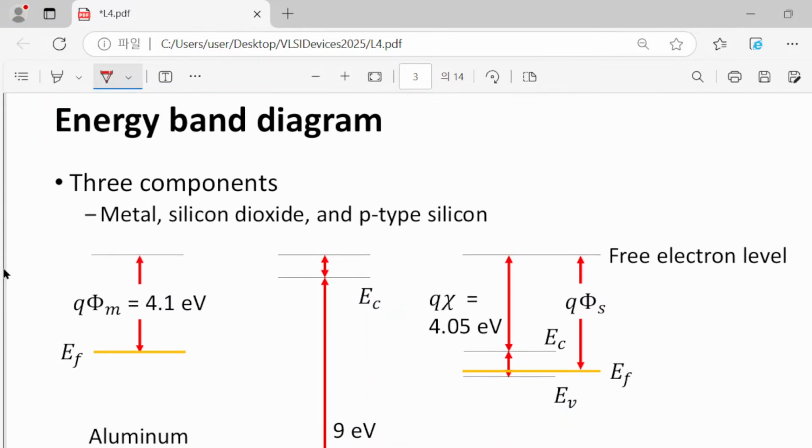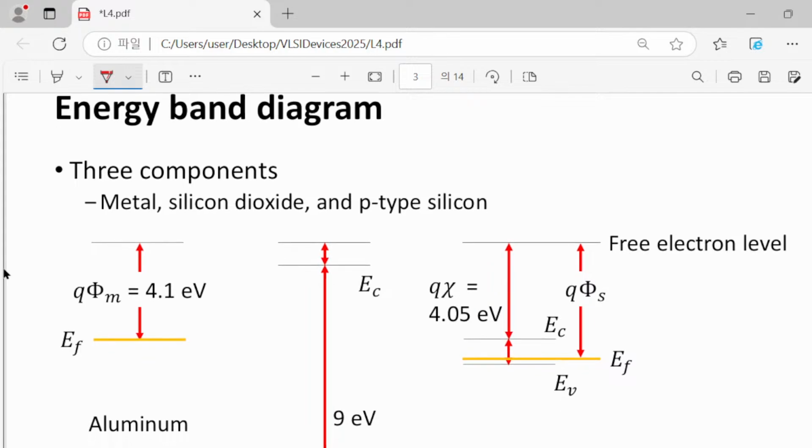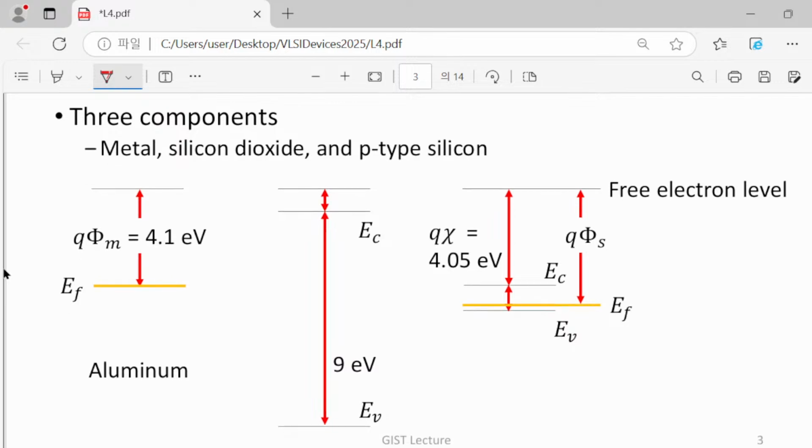Okay, so now let's go to the energy band diagram. If this were the very first course on semiconductor physics, then I would have to explain the meaning of a vacuum level, conduction band minimum, and valence band maximum. But I will assume that all of you understand the basic concept, so I will just dive into the energy band diagram. Drawing this energy band diagram is really important. As a semiconductor device engineer, this is the key ability you have to have.